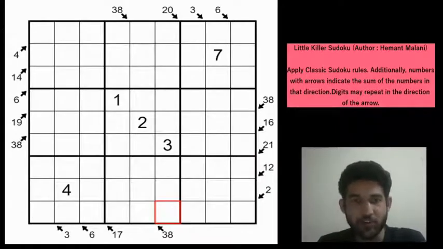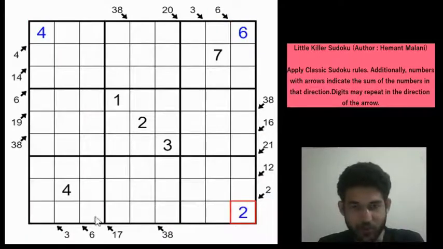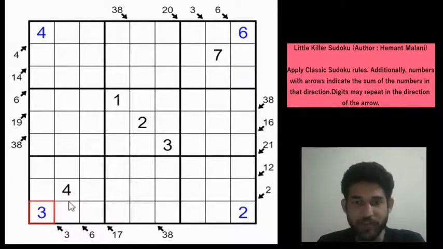So we'll start the Sudoku now. We'll try to put some easy digits. We have a 4 here which is pointing to a single cell. So 4 is here. There is a 6 here, so we can place a 6. There is a 2 here, we can place a 2, and there is a 3 here, we can place a 3. Normally, in little killer Sudokus, authors usually give a single clue digit pointing to a cell at the corner, so we can place them very fast.